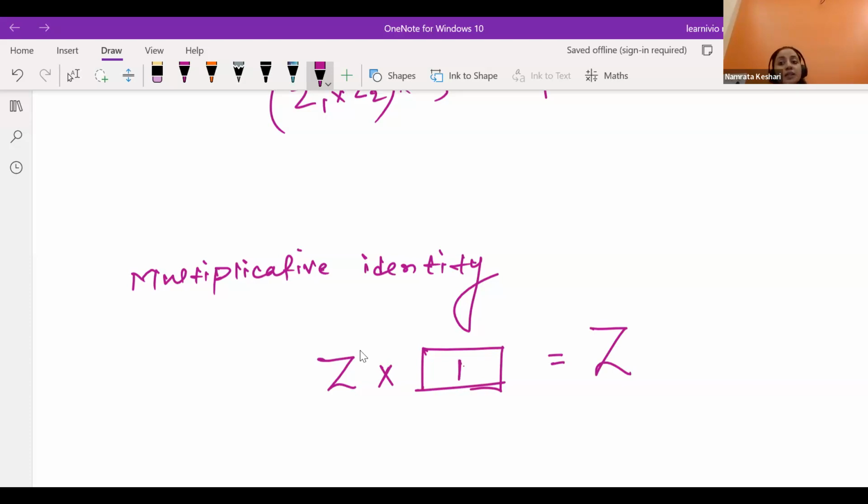Yes, 1. 1 is multiplicative identity. You can take any complex number, 3 plus 4i, 5 plus 6i, whatever complex number you take, and if you multiply by 1, 1 means we can write it in the complex form. 1 can be written as 1 plus 0i.